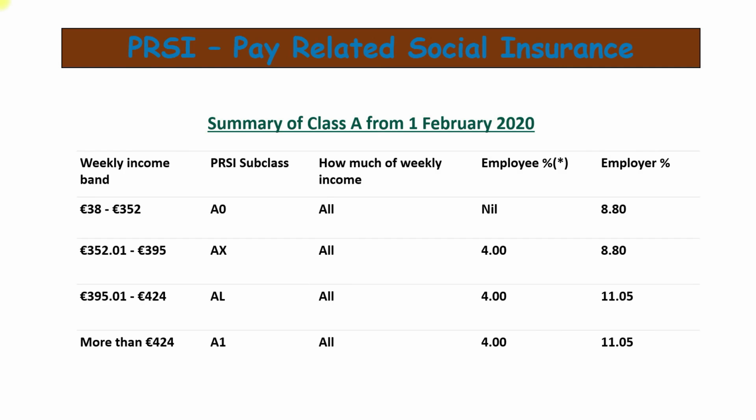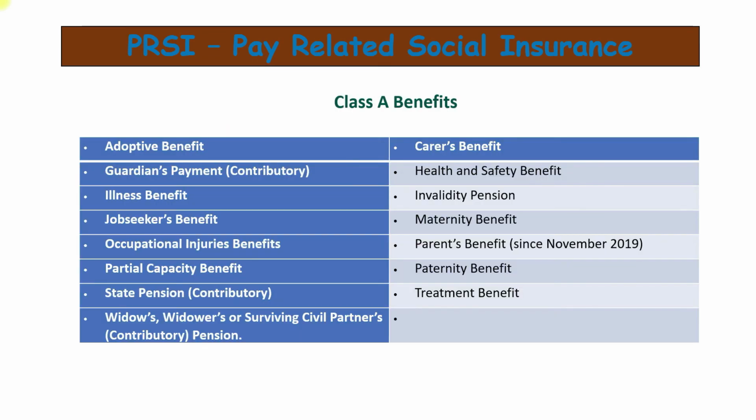Within Class A, there are a number of subclasses, and these are based on the amount of the gross. Paying PRSI over time means that the employee is entitled to the benefits shown. Self-employed people are on Class S, and there are a lot fewer benefits available to them.